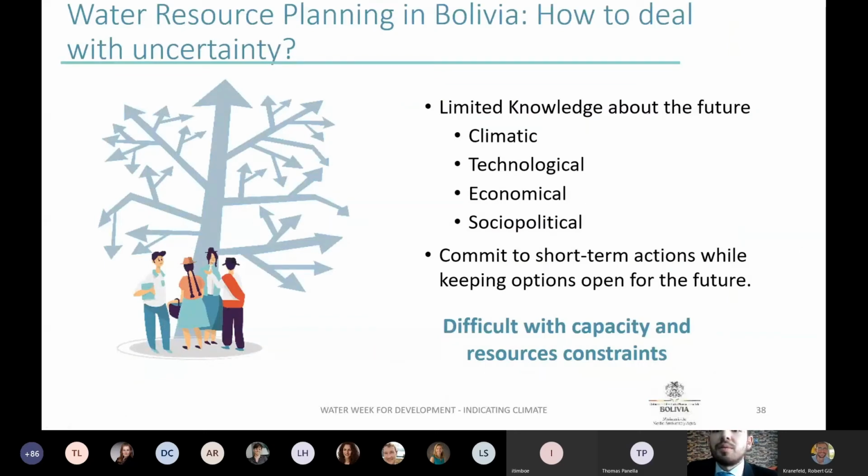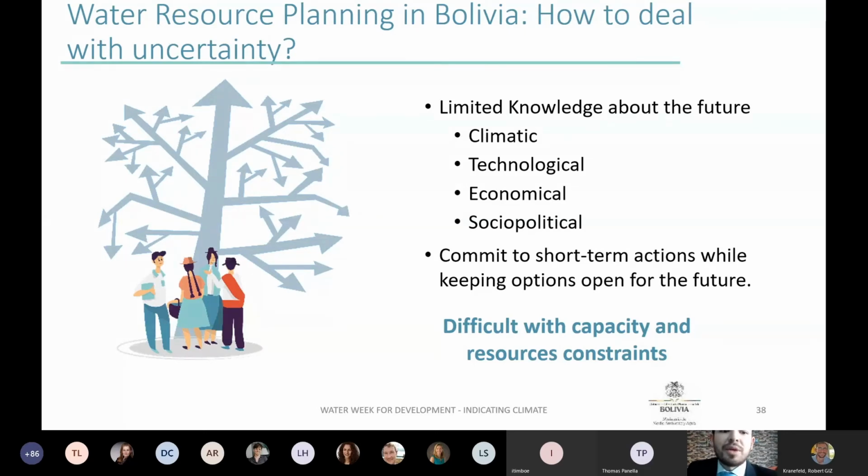Okay, water resources planning in Bolivia. How to deal with uncertainty? Bolivia is one of the 10 countries most affected by climate change and is confronting problems of water scarcity due to lack of precipitation and increasing average temperatures. So planning needs to consider uncertainty. We have limited knowledge about the future. There is uncertainty about climate, for example, about technology, and also about how the economy is going to develop, and all social political aspects. This is a big uncertainty we have.